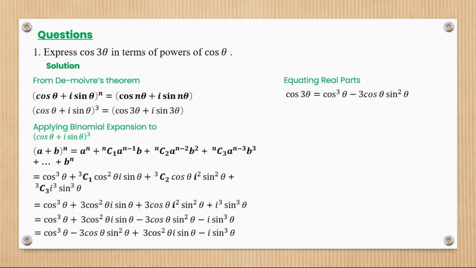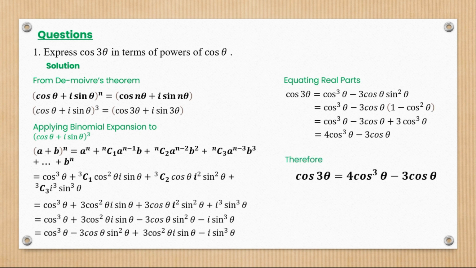Since we've been asked to express it in terms of powers of cos theta, we can convert this sine squared theta into cos. So we know that sine squared theta is the same as 1 minus cos squared theta. So when you open those brackets, we are left with cos cubed theta minus cos theta plus 3 cos cubed theta, of which when you add the two, we have 4 cos cubed theta minus 3 cos theta. So therefore, cos 3 theta is equal to 4 cos cubed theta minus 3 cos theta. And that's how you express it in terms of powers of cos theta.